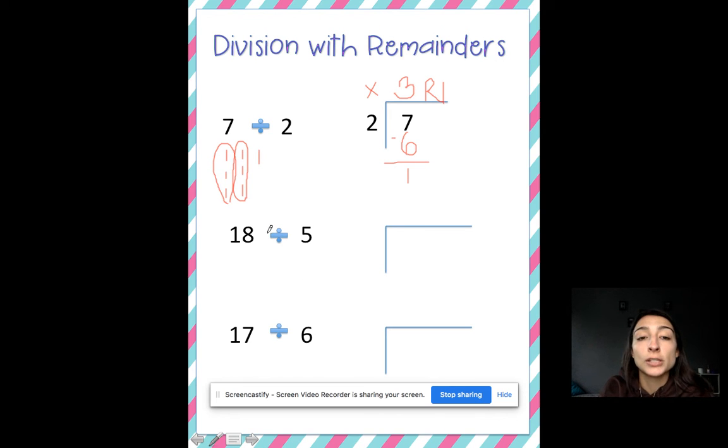So now I want you guys to practice these 2. You are going to put it in the house the correct way, and then you're going to think of your multiplication problems to solve. So I know that my dividend goes inside my house, and my divisor goes on the outside of the house, and you would read it as 18 divided by 5.